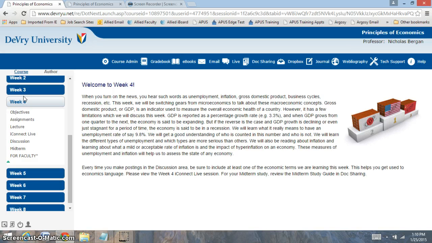For week 4, we're going to be looking at the role of macroeconomics. We're going to get to the heart of macroeconomics right now. Macroeconomics deals with unemployment, inflation, GDP, the business cycle, and recession. GDP is very important for our economy because it focuses on how our economy is doing. We want a positive GDP growth rate because that means jobs are being created and there are a lot more opportunities for individuals. So that's one of our focuses.